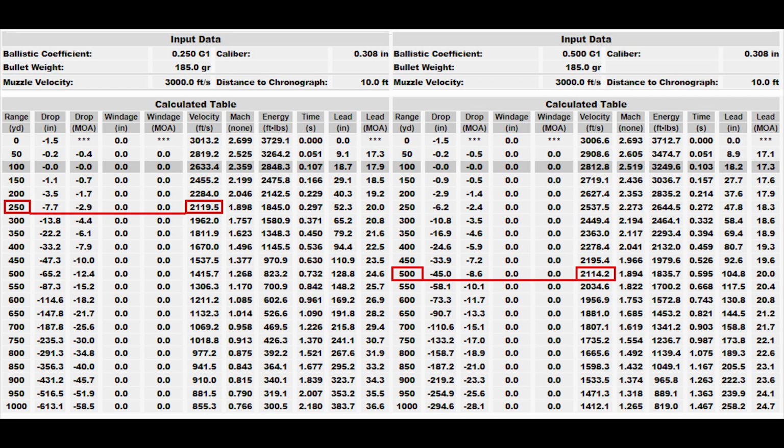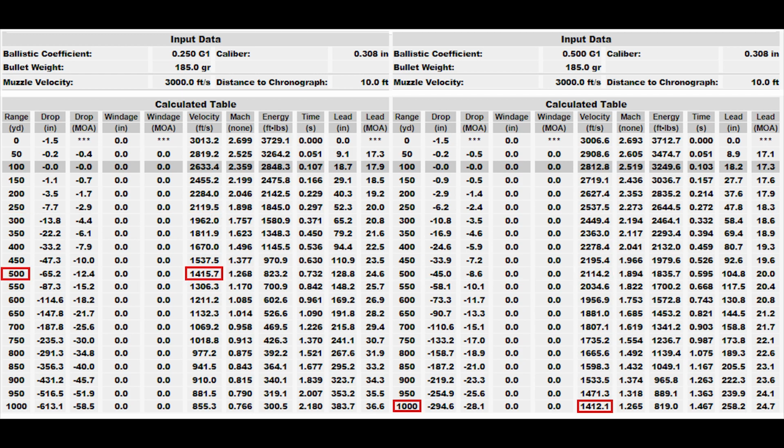Let's have a look at this trajectory chart. If we notice the velocity of the .25 BC round at 250 yards, we can see the .5 BC round has the same velocity at 500 yards. The .5 BC round goes twice the distance of the .25 BC round before it slows down to the same velocity. Since the BC is double, the round goes twice as far before it slows down to the same speed. The velocity degrades at the same rate as the difference in BC.